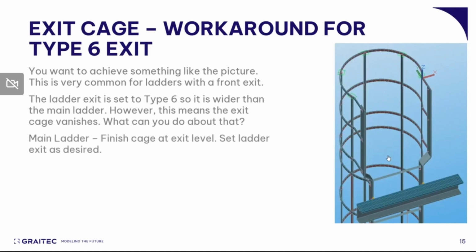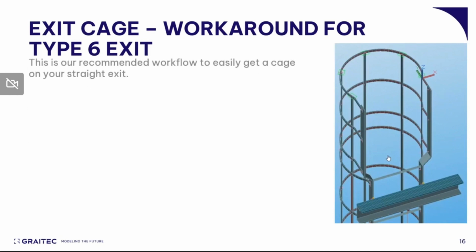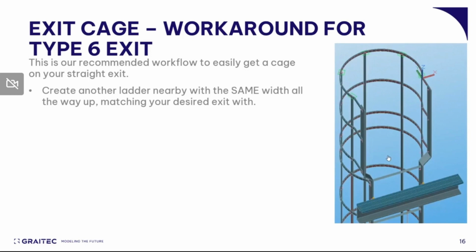Well, I would suggest you model the main ladder first, and you set everything up saying finish cage at exit level, and you set everything about the ladder as you wish, and you set up the ladder exit as you wish. That's the stringers. But then to get the cage, I would suggest you create another ladder nearby with exactly the same general configuration, but with the same width all the way up. So whatever the exit width on your main ladder is, you set the full width of the temporary ladder to that same width all the way up. Keep the exit straight, so it's a straight exit, but the width is wide all the way up.